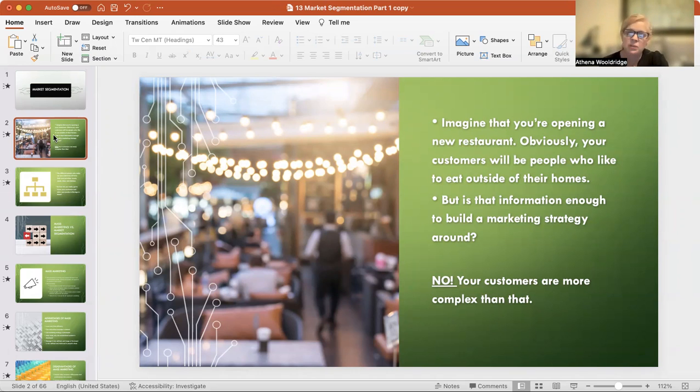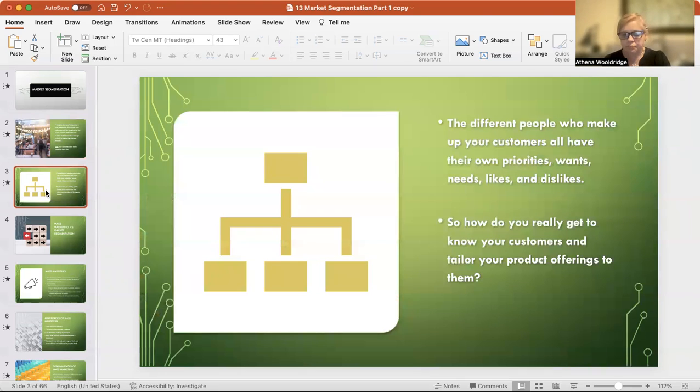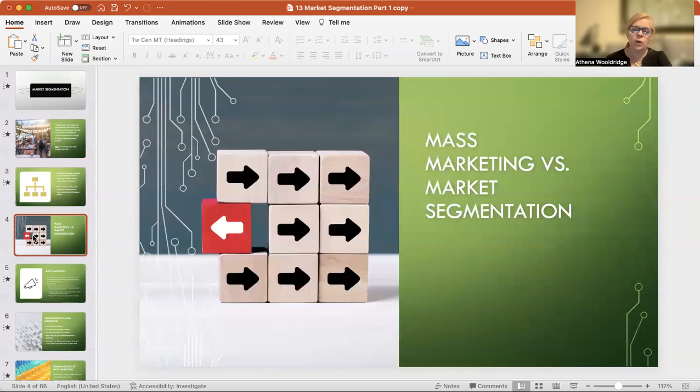But is it enough to build a marketing strategy? No. What kind of food is it? How expensive is it? How far is it from their house? Does it have a drive-through? Is it fast food? Is it casual? Is it fine dining? Is it good for kids? There's so many things that we have to think about in a restaurant. So we need segmentation to help us understand that. The people who make up the customers are going to have their own priorities, wants, likes, and everything like that. How do we get to know our customer?